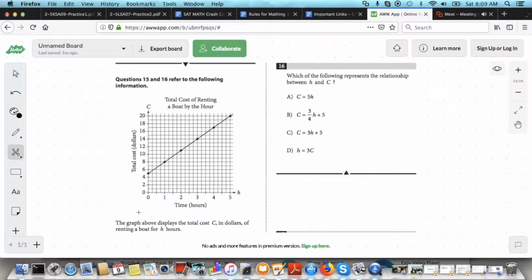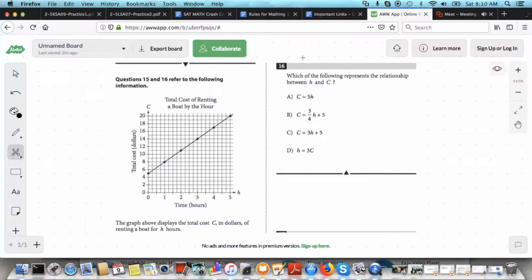All right, so it says the graph above displays the total cost C in dollars of renting a boat for H hours. And then we see the graph here on the left-hand side. It's a linear function, linear equation. And then question number 16 says, which of the following represents the relationship between H and C? Which is a fancy way of saying, what's the equation for this line? Normally we see the X and Y variables when we're dealing with lines. This is the exact same concept, except instead of X and Y, the X value is H and the Y value is C. Does that make sense, guys, or no?